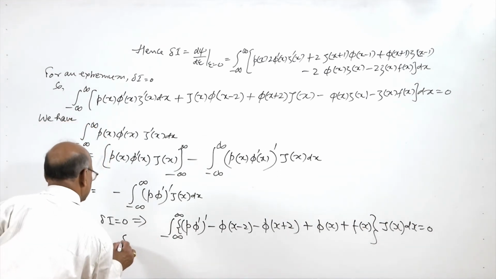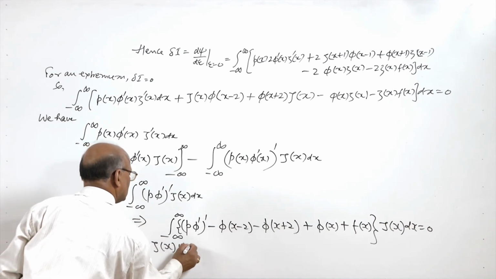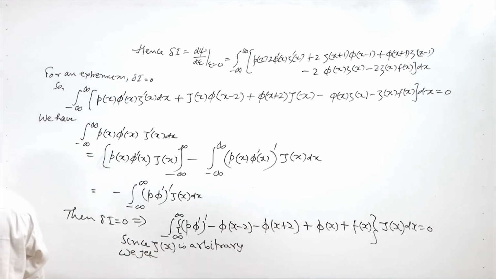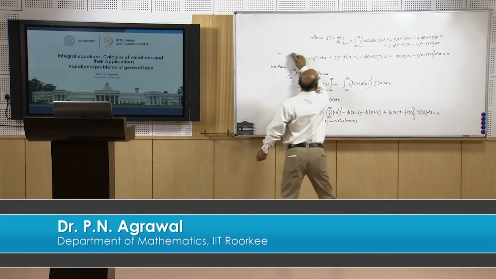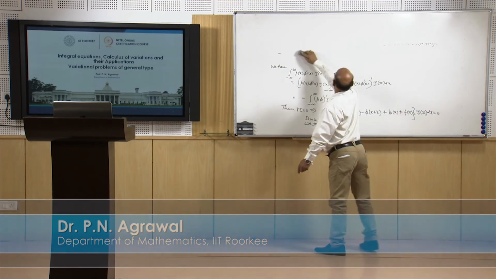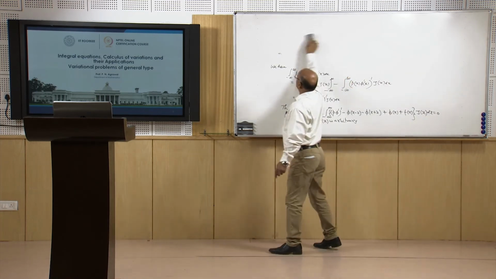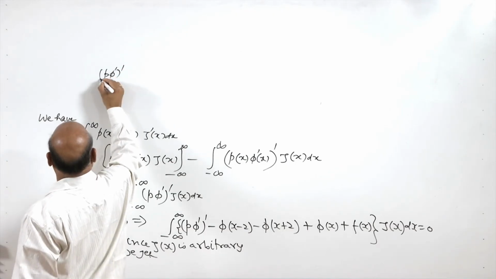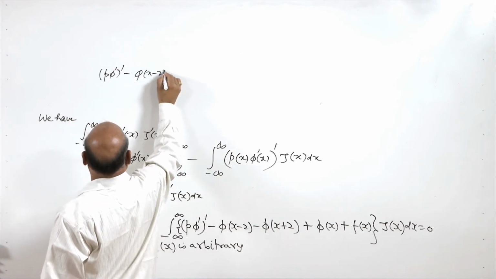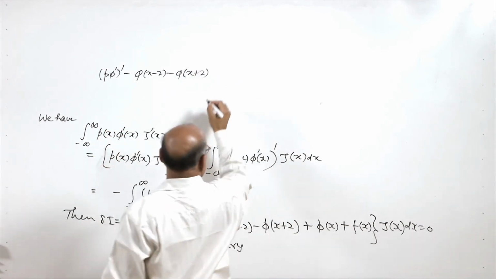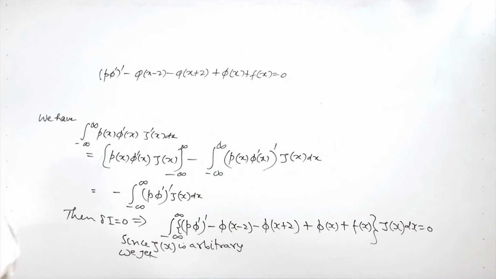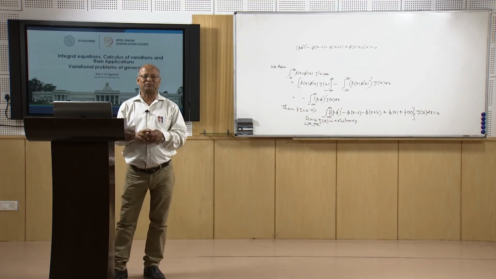Now since zeta x is arbitrary, we get p phi dash dash minus phi x minus 2 and so on, this equation, which is the Euler equation for this problem, and we notice that this equation is nothing but the difference equation for the argument function phi x.